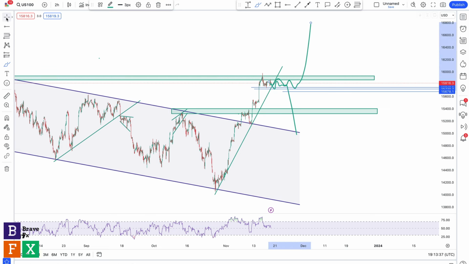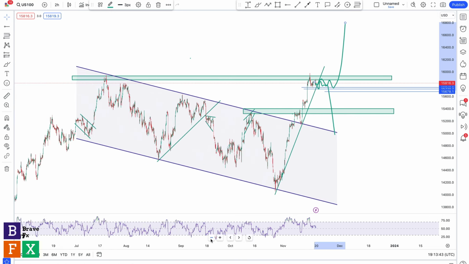Meanwhile, this is a 2-hour time frame. I'm going to watch out for this price action on a 1-hour time frame. So that's it briefly for this week's analysis.